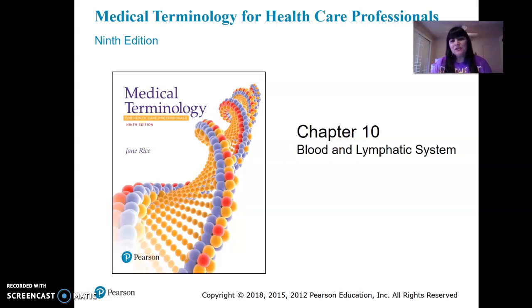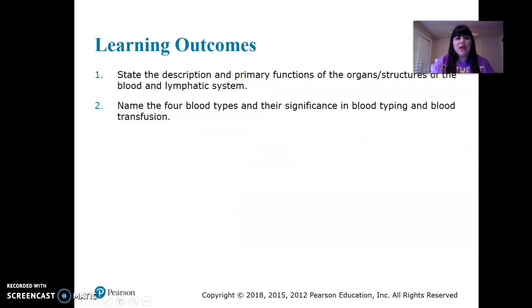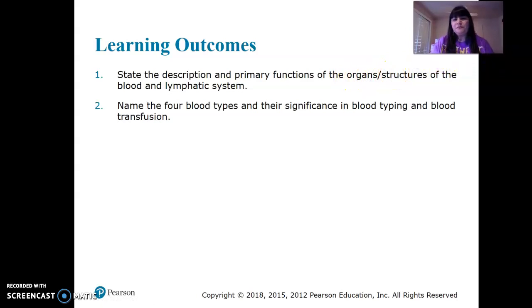So we did cardiovascular, now we're gonna get into blood. This particular chapter is blood and lymphatic, and really again, we're just doing an overview and we're focusing on the medical terms.